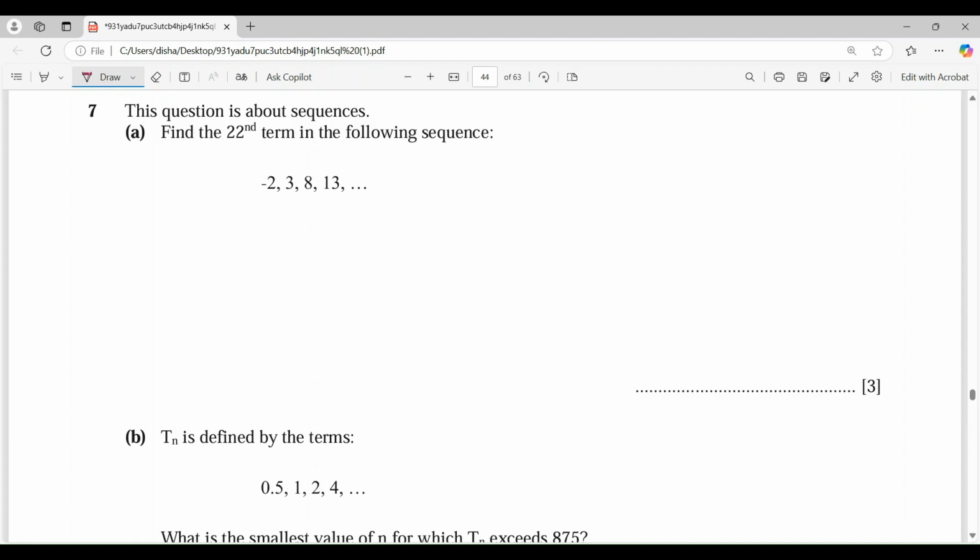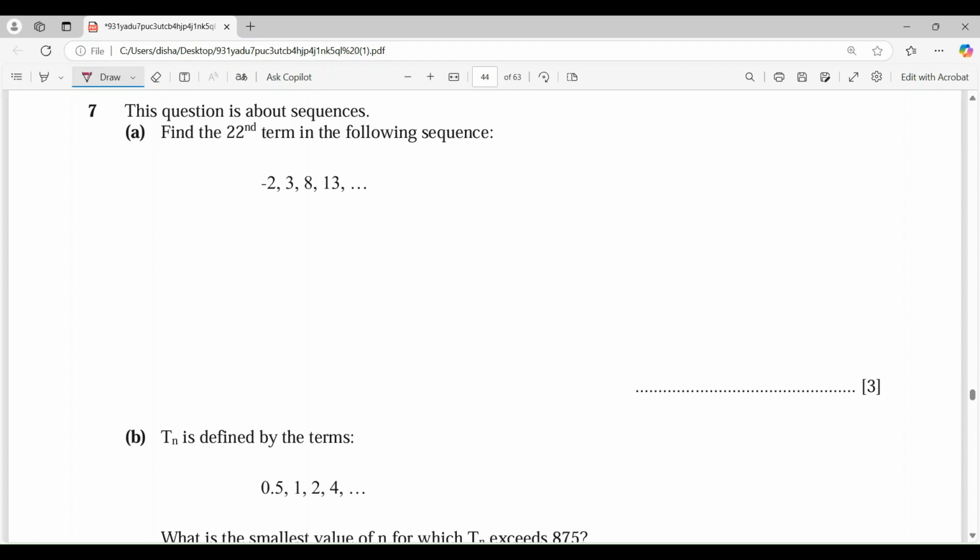So the next question is about sequences. Part A: find the 22nd term in the following sequence. Now first you have two sequences. One of the sequences is an AP, that is arithmetic progression, and we call it an arithmetic progression when the difference between two consecutive terms is the same.